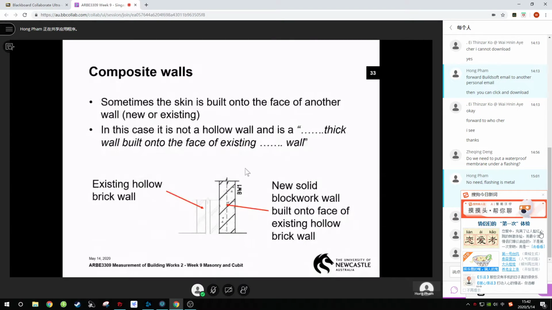Likewise, if you have an existing hollow wall and you have a new block wall, and this block wall is not a hollow wall, because this is existing, you need to describe it as new solid block wall built onto the face of existing hollow brick walls. So basically when you're measuring walls, you measure the solid wall first, and it comes by the skin of a hollow wall.